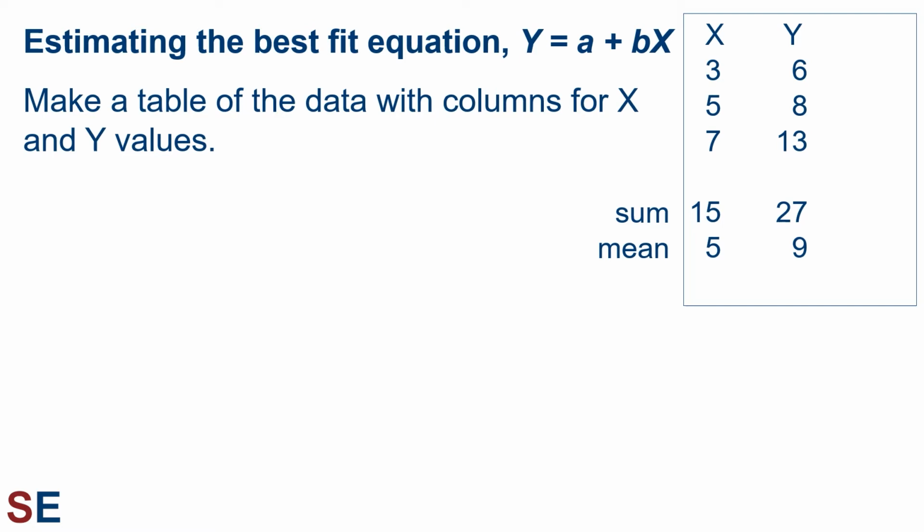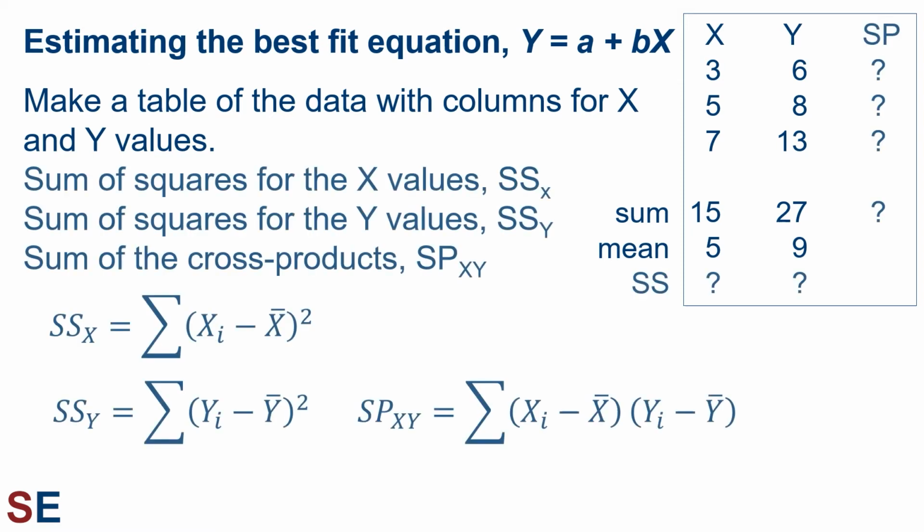First, we'll make a table of the data with columns for the x and y values as shown. In the table, there's a small data set of 3 data points: 3, 6; 5, 8; and 7, 13. For the x and y values, we also calculate their sum and their mean as indicated. The sums are 15 and 27, and the means are 5 and 9. Then we're going to calculate the sum of squares for the x values, SSx, the sum of squares for the y values, SSy, and a value called the sum of the cross products, SPxy, using the equations shown.